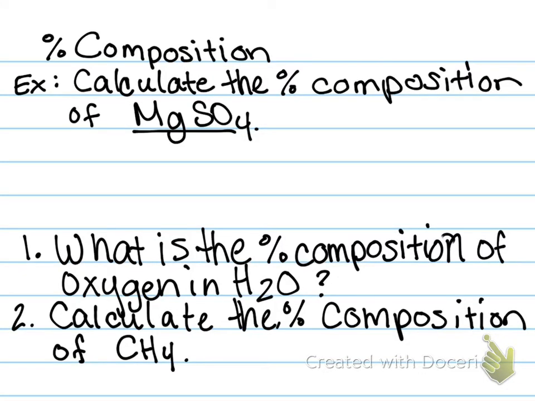In this video, we'll be talking about how to find percent composition. Percent composition can be thought of as how much of the mass of a compound comes from each element. In our example, it says calculate the percent composition of magnesium sulfate.